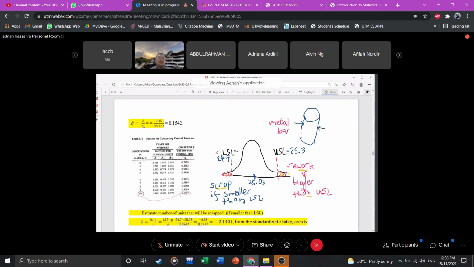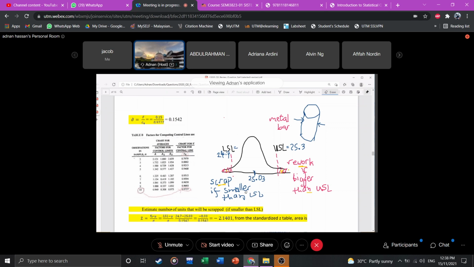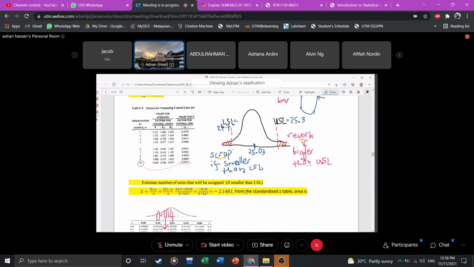Okay, because we need to estimate the number of units that will be scrapped, a unit needs to be scrapped if it's smaller than this. So we use this formula, where you have Z. Remember this formula? Z equals X minus mu divided by sigma.